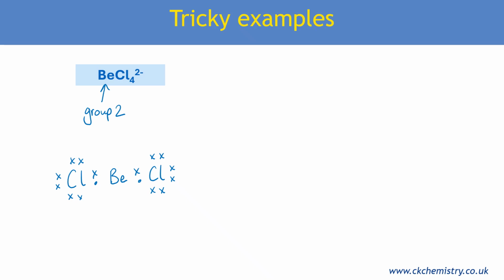So it shared 2 electrons. That is BeCl₂, which has no charge. And that is often a shapes of molecule question. It's a linear molecule because it has 2 bonds and no lone pairs. But can you see what I'm adding is 2 more chlorines, but there's a 2- charge.